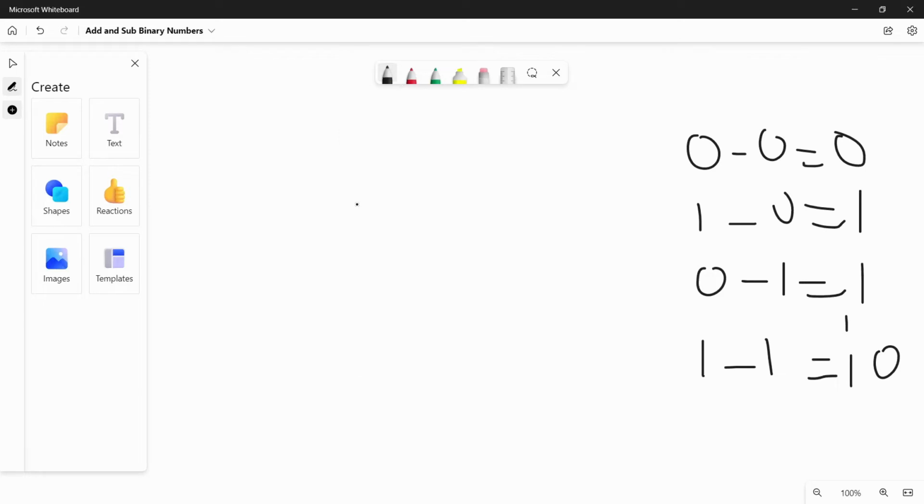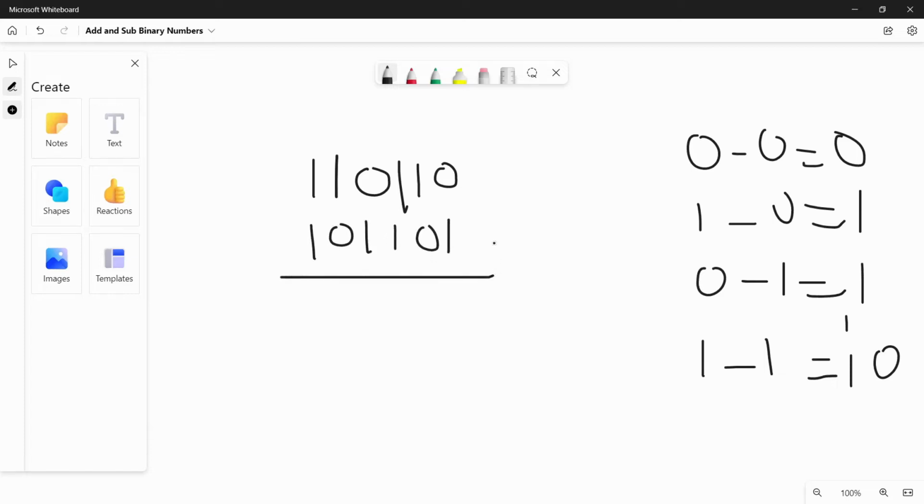Well, yes, it seems easy. So let's try to add bigger numbers right now. Let's try 54 plus 45, which should be equal to 99. So 54 is 1, 1, 0, 1, 1, 0. And 45 is 1, 0, 1, 1, 0, 1.